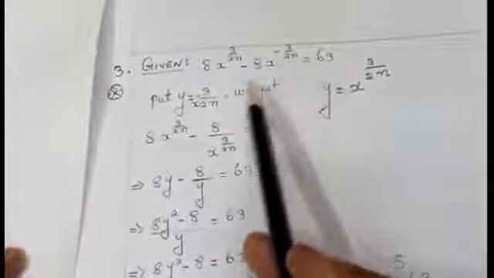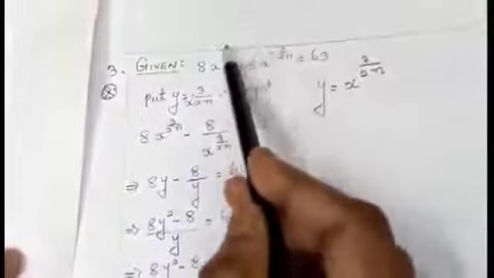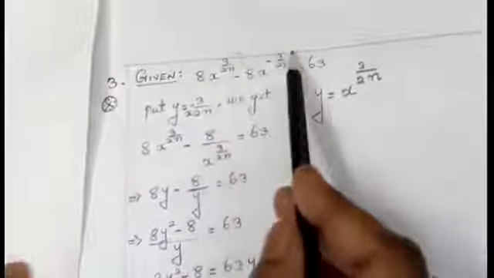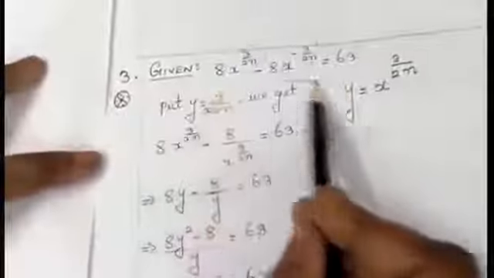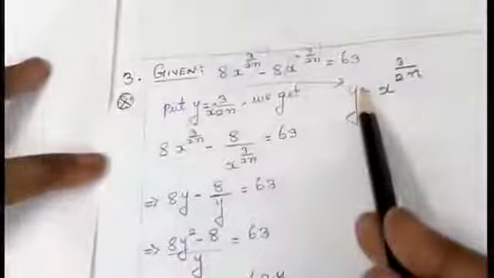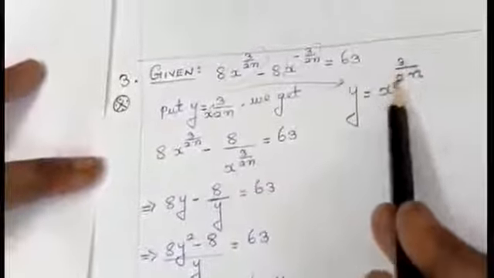Exercise 3.5, third sum. Third sum, they have given you: solve this equation, that is 8x to the power 3 by 2n minus 8x to the power minus 3 by 2n equal to 63. So what I am going to do is replace this value as y. So just see, students, what I am going to do here is put y equal to x to the power 3 by 2n.